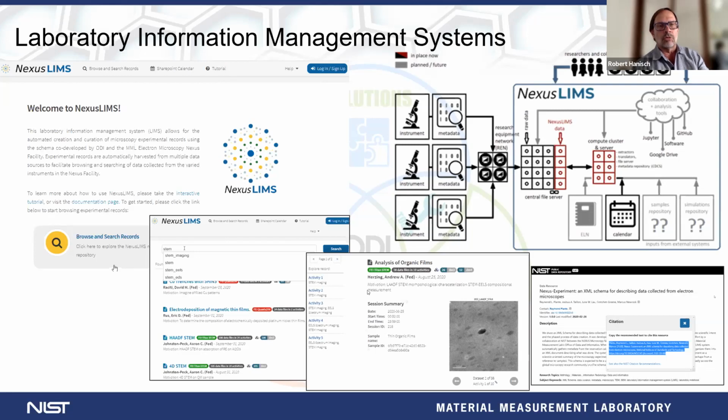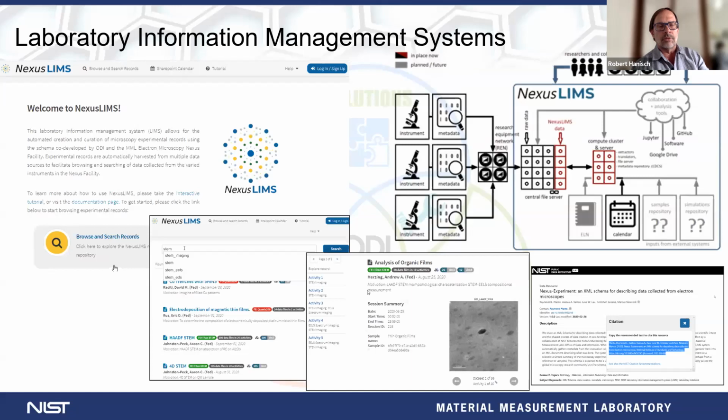We want to make sure that the expensive instrumentation that we have leads to data products that are well documented, that have complete metadata, that allow data to be transported in space and time, so that not only is that data available for publication, but that data is available for successive generations, for postdocs, graduate students that come in and out of laboratories. So this is an in-house developed system.